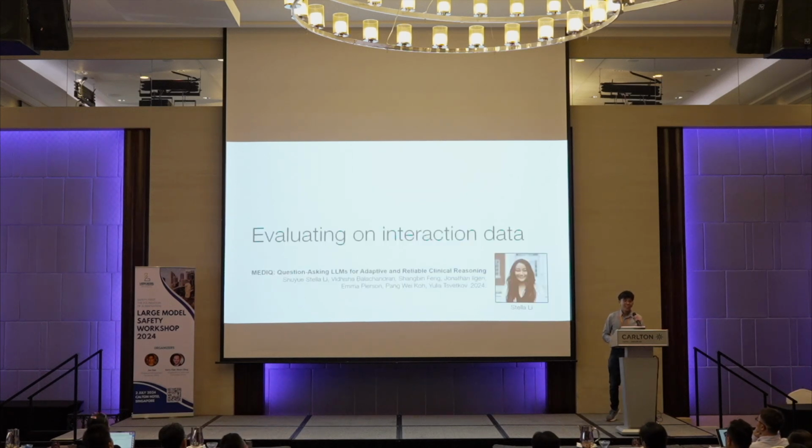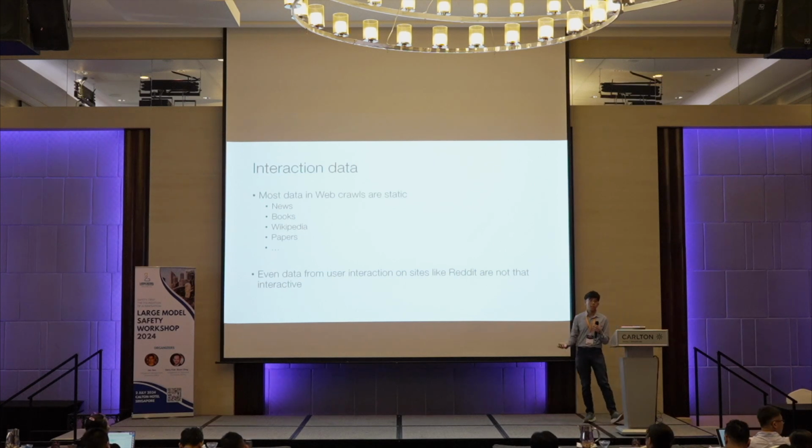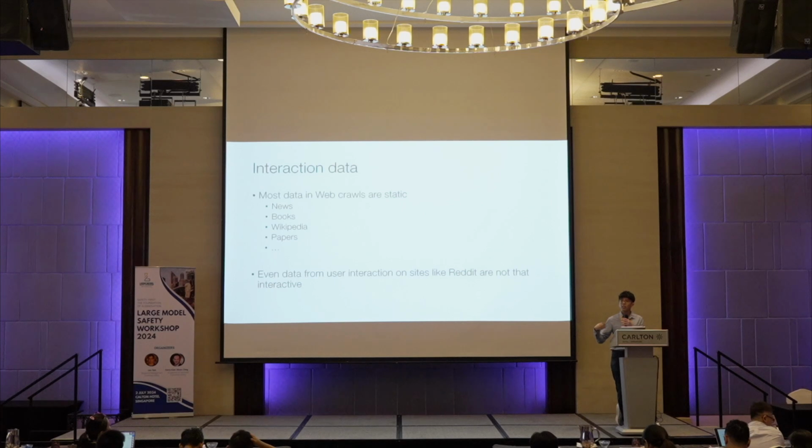Okay, last part of this talk is on interaction data. What other kinds of data are we missing from our current practices? As I mentioned at the start, most data in web crawls are static. You take news articles, books, patents, Wikipedia, papers, etc. And these are generally written and then just disseminated. There's not much interaction. Even the data that we crawl from user interaction on sites like Reddit, forums, and so on are not that interactive in today's pipeline, because we just take out the data and chunk it up into relatively short chunks. You don't have the context of where the data came from, so you don't really understand the interaction patterns.